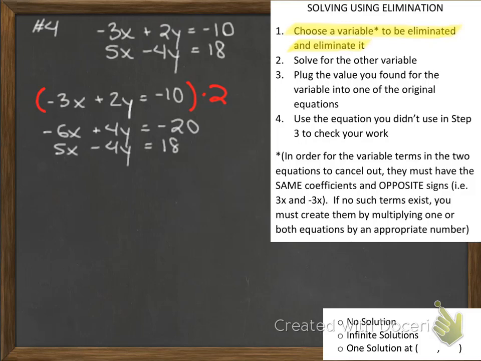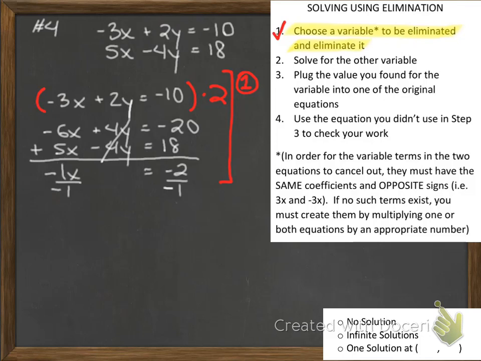And now let's see what happens when we add these. Negative 6x plus 5x is negative 1x. Then 0y, these cancel out, and that gives me negative 2. Okay, so all of this was step 1. Okay, so again, notice that I have to do this extra step. I had to multiply one of my equations by a number in order to force one of my variables to be eliminated. So let's go ahead and do step 2. We can simply divide by negative 1 on both sides, and we find out that x is equal to 2. So that is my step 2.